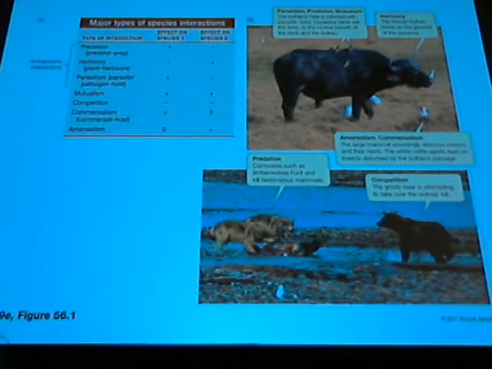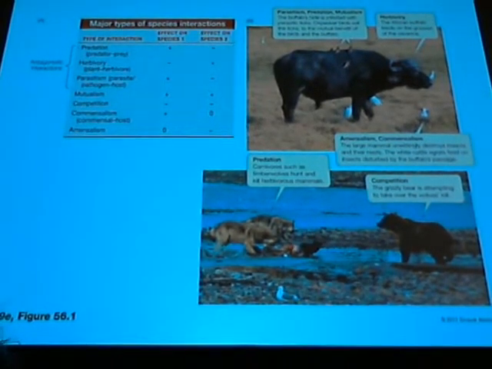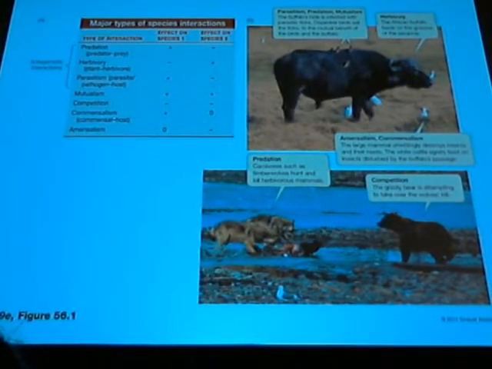Okay. But then there's a hard one to understand. That's 0 minus. What's the point? Right? Okay. One who suffers, and it sounds like spite to me, right? Okay. It's not. And we'll give you an example. So here on the top panel, we have a Cape buffalo, and it's in the Serengeti, probably, in East Africa.